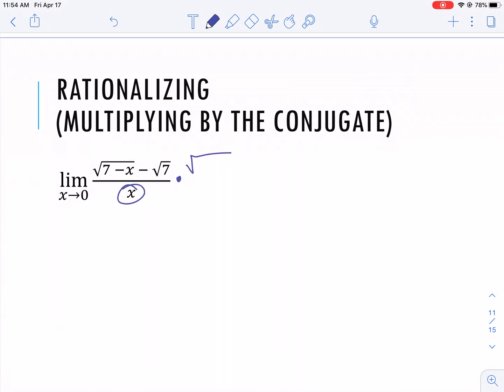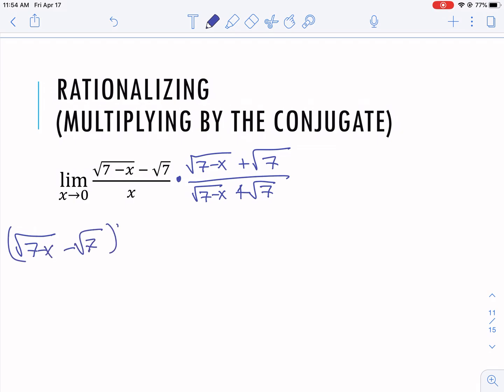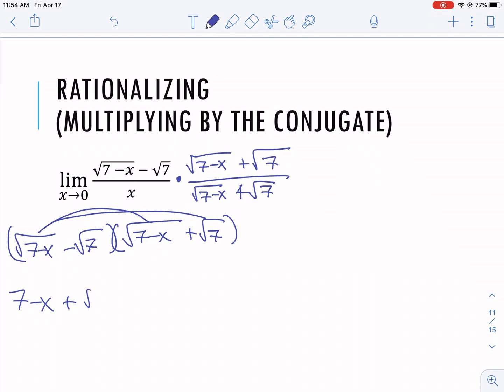Again, we have 0 on the bottom, so that's not okay. So 7 minus x plus the square root of 7, all over this times itself. So the square root of 7 minus x minus the square root of 7 times the square root of 7 minus x plus the square root of 7. This times this is itself, so 7 minus x. This times this is that plus the square root of 7 minus x times the square root of 7. Then this becomes minus the square root of 7 minus x times the square root of 7. And then this times this is negative 7.